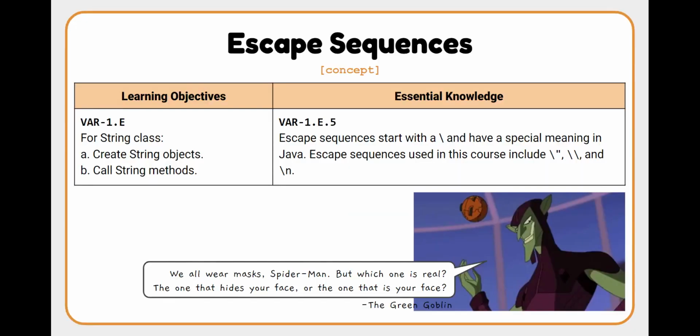Our next topic deals with escape sequences, again with the same learning objective: for string class, create string objects, call string methods. So on the left, we have two ordinary people. On the top, we have mild-mannered newspaper reporter Clark Kent. On the bottom, we have billionaire playboy Bruce Wayne.